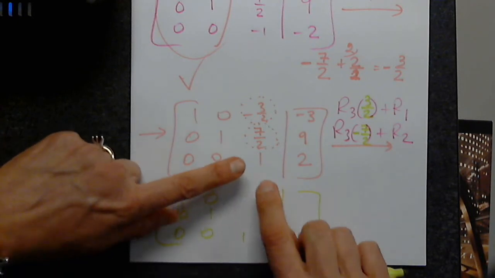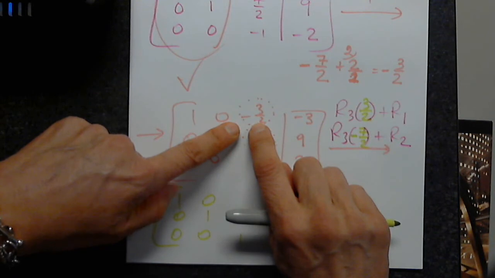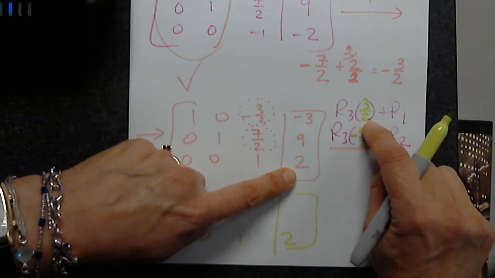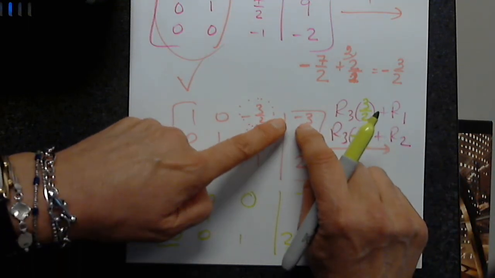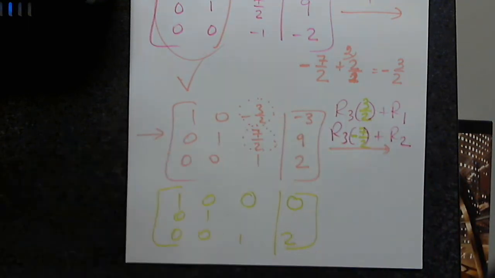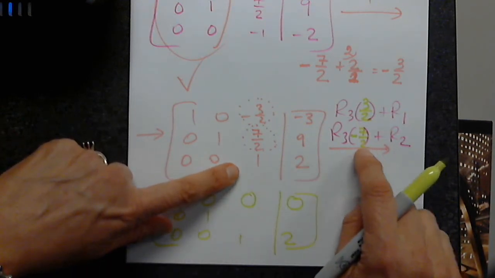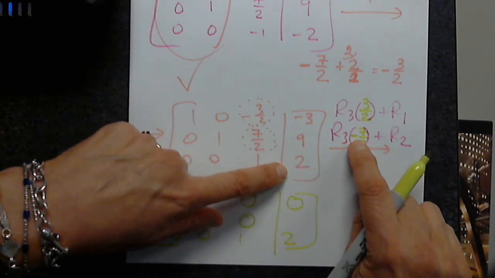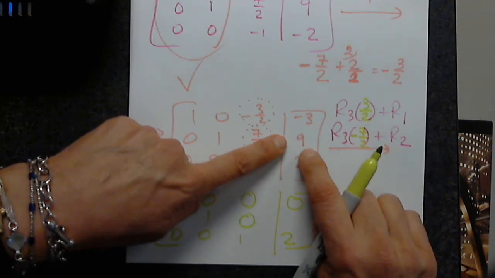Together with me, please. 1 multiplied by 3 halves, minus 3 halves. 2 multiplied by 3 halves. 2 over 1 times 3 over 2 is 3. 3 minus 3. 1 times negative 7 halves plus 7 halves. 2 times negative 7 over 2 is negative 7 plus 9.